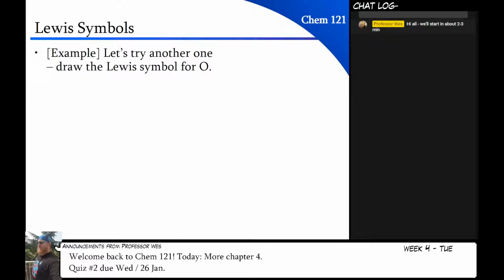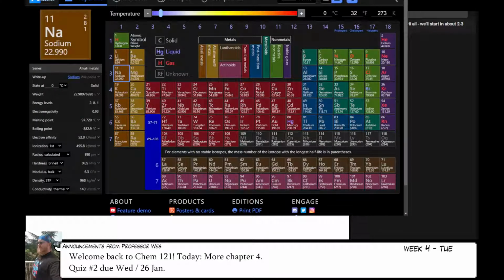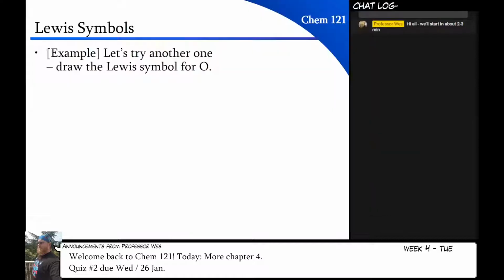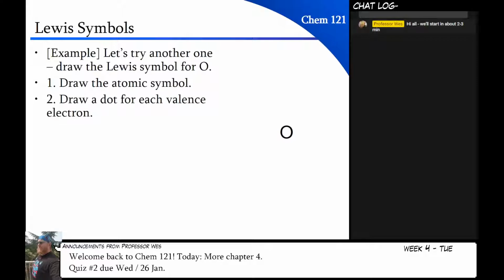All right, let's do oxygen now. So first I'm going to find oxygen on the periodic table. So there it is right there. Oxygen is in group 16. Therefore, it must have 6 valence electrons. So we're going to plop the letter O down. I got to click over here to do that. So there's our O. And we're going to draw 6 dots around it.